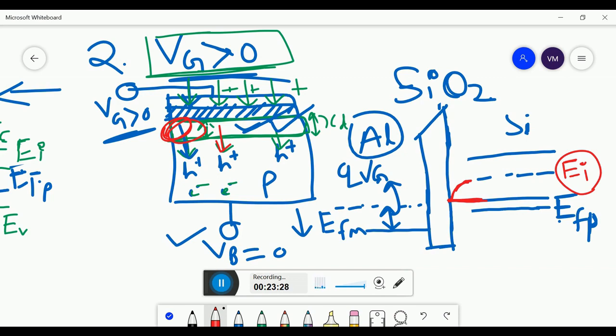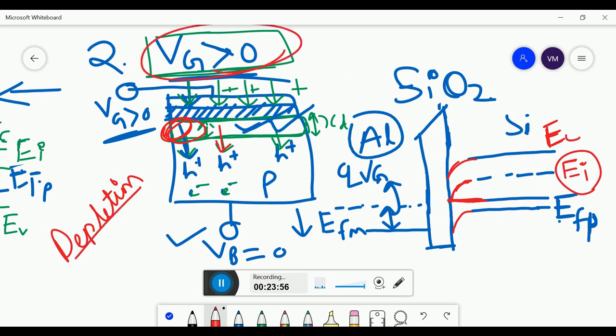And since the intrinsic level bent downwards, therefore the conduction band, this was the conduction band, also goes downwards, and the valence band also goes downwards. This is the condition of depletion. The second condition is known as the depletion condition, when you apply a little positive bias.